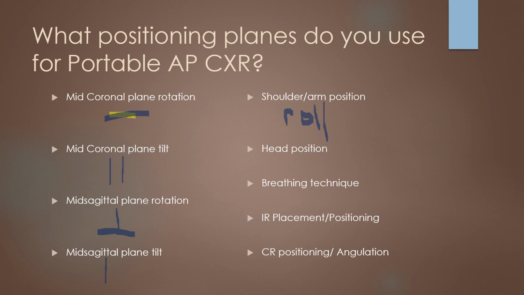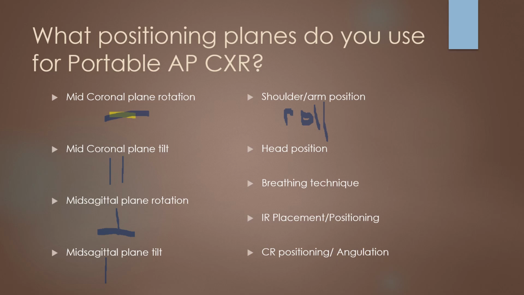IR placement, as we discussed in class yesterday, we want to make sure that we have IR placement superior to the shoulders and that we are going to reach around the sides of the patient's ribs and ensure that we have that patient centered to the image receptor and that all anatomy is going to be included on that image receptor.